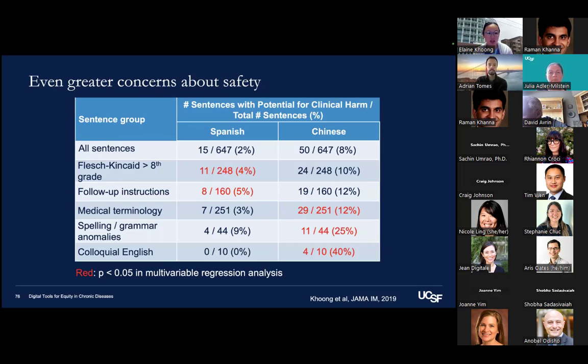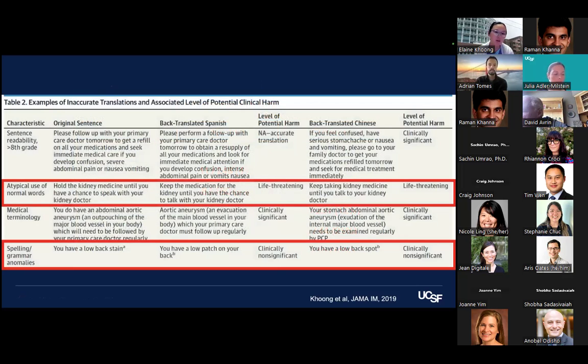So just to give you an example of some of those concerns, the first example here you can see the sentence is like hold the kidney medicine, and in both Spanish and in Chinese that was translated as like keep it. So it's like to continue the medication, which of course is like the exact opposite meaning. And if somebody has AKI, that could be very, very dangerous if they thought they were supposed to continue the medication.